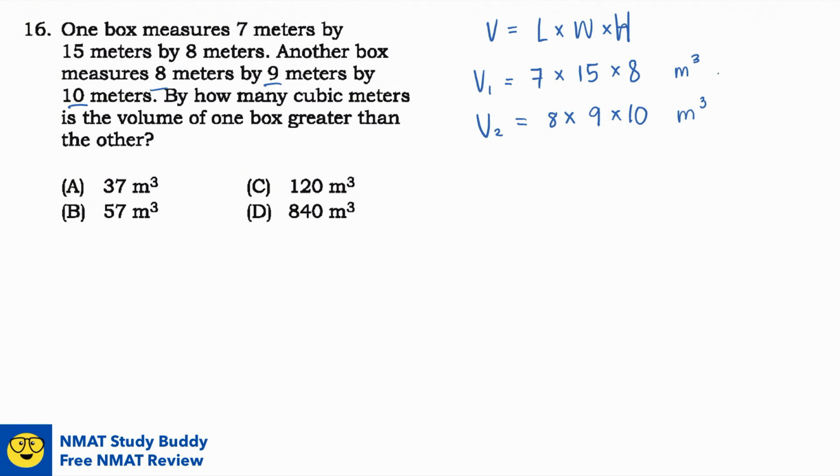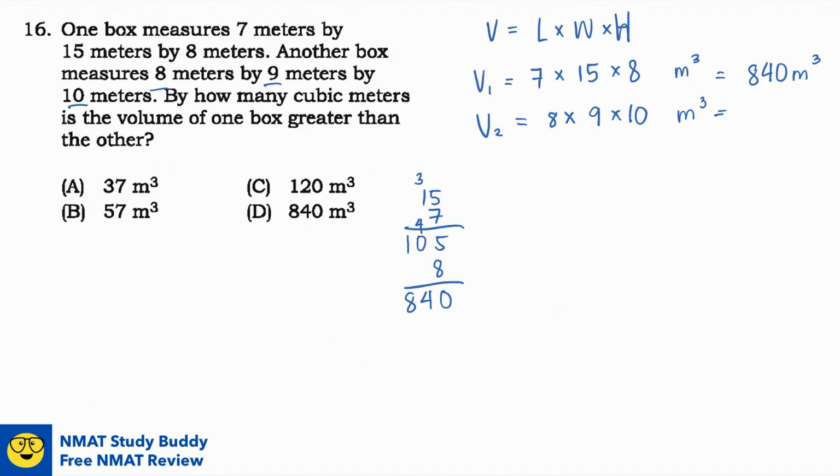So, kukunin nyo lang yung sagot dito. And then, mamaya isusubtract natin siya para malaman natin kung ano yung difference ng volume ng boxes. 15 times 7, 35. 7 times 1 is 7 plus 3, 10. So, 105 times 8, 40. 8 times 1 is 8. So, 840 meters cubed yung unang box.